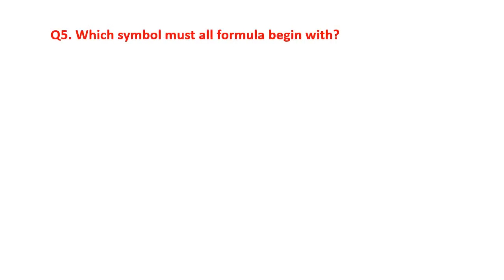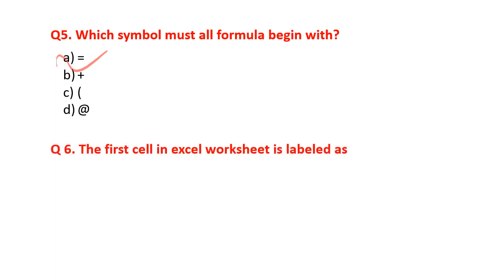Question number 5. Which symbol must all formula begin with? Here are the options. The right answer is equal to sign. Next question. The first cell in Excel worksheet is labeled as A1. Option B is the right answer, A1. Next question.